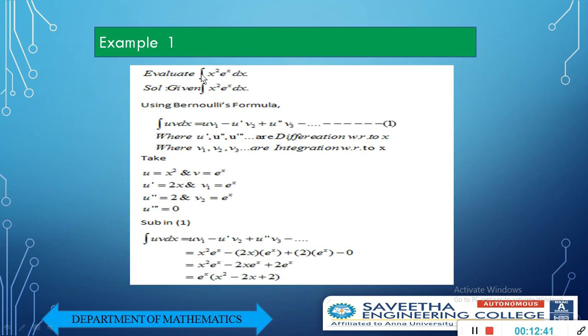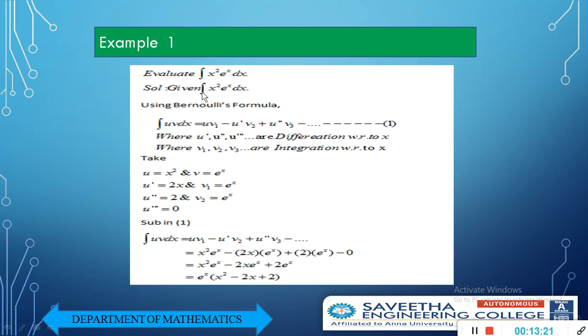Evaluate the integral of x square e power x dx. Here is how we can use Bernoulli's formula. The integration of x square, we know the formula for that: x cube by 3. But here one function is in exponential form, and one is in trigonometry form or variable form. In such cases we can use Bernoulli's formula. In this formula we always take u as the variable terms like x square, x cube. V is always the trigonometry form or exponential form. We can use these two.